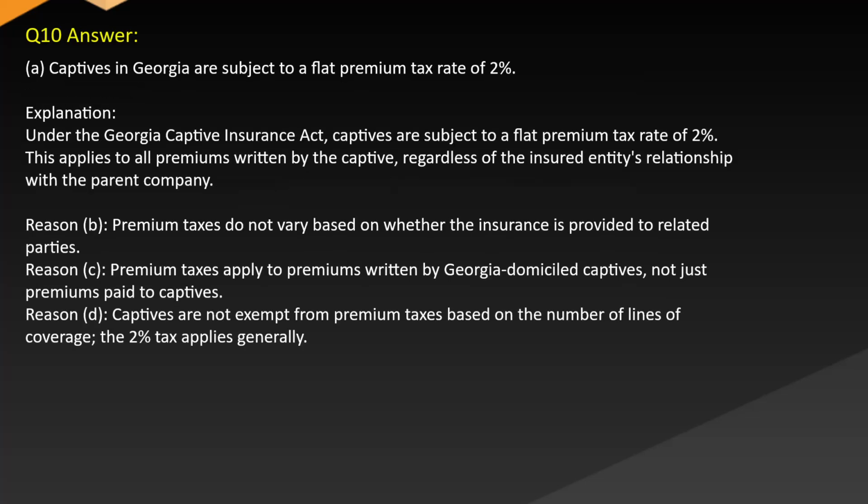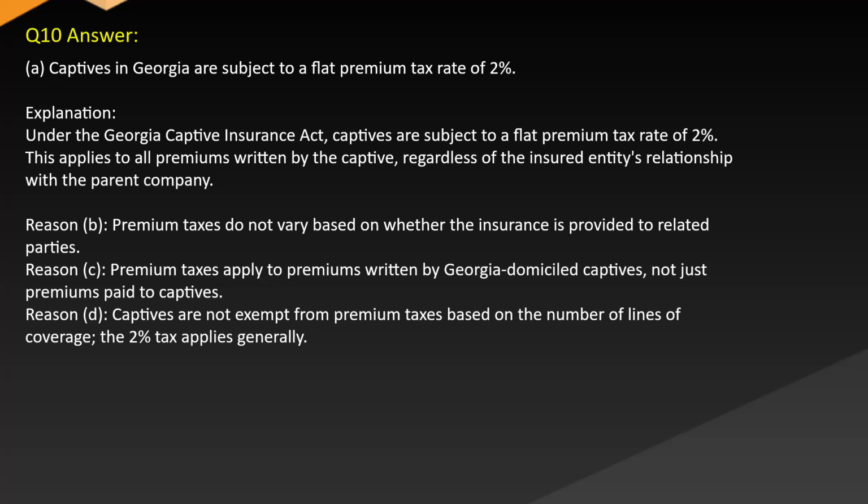Answer A. Captives in Georgia are subject to a flat premium tax rate of 2%. Explanation: Under the Georgia Captive Insurance Act, captives are subject to a flat premium tax rate of 2%. This applies to all premiums written by the captive, regardless of the insured entity's relationship with the parent company.